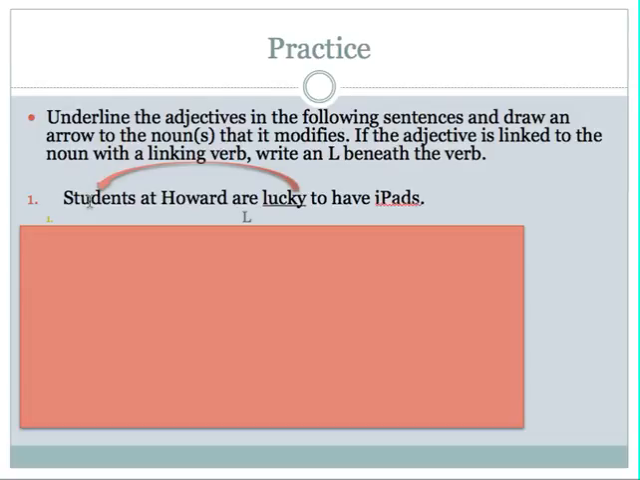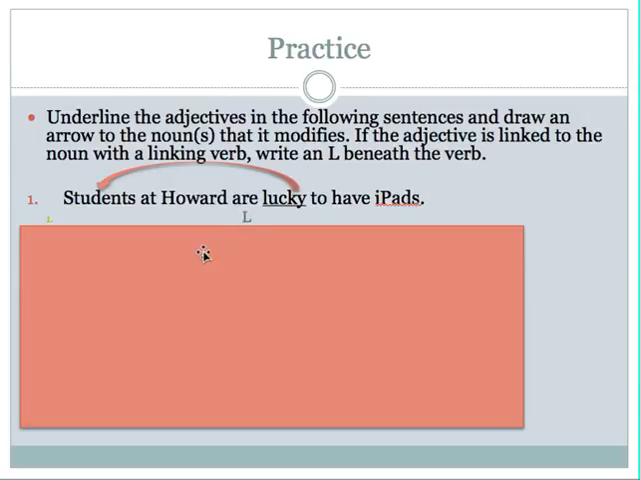In the English language, the only way that can possibly be is if there is a linking verb in the sentence somewhere. So students at Howard are lucky to have iPads. Well, this are is one of my conjugations of the infinitive to be. It is one of my to be verbs. And it is linking students to lucky, lucky to students. So I'm going to write an L beneath that.